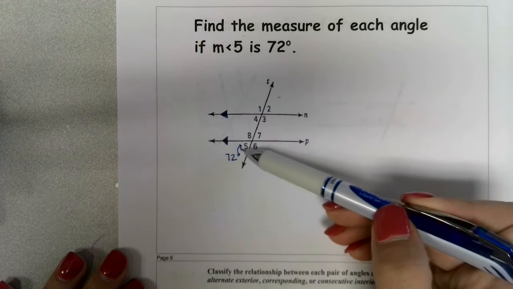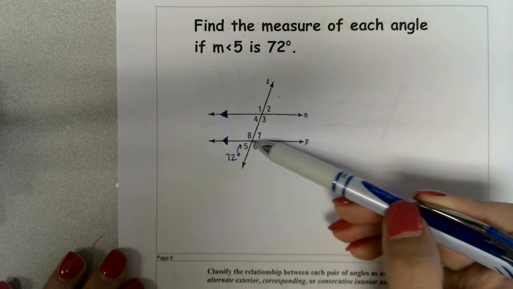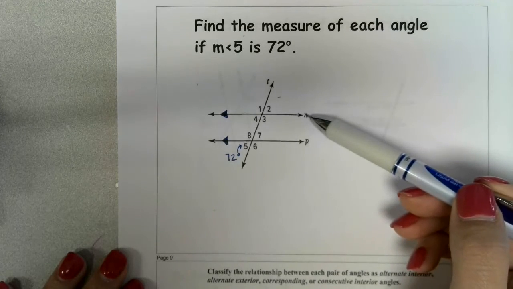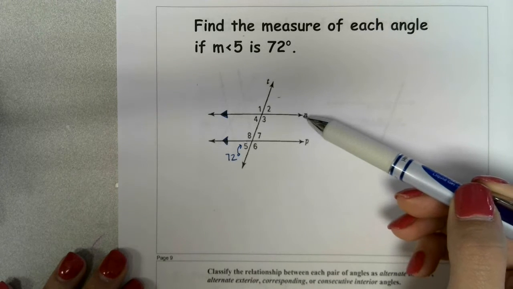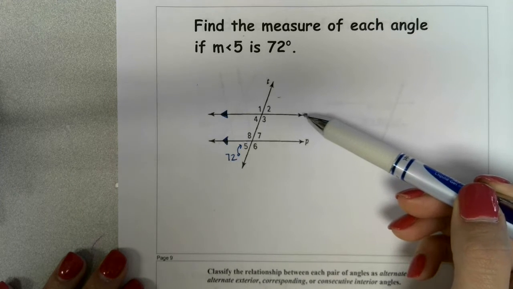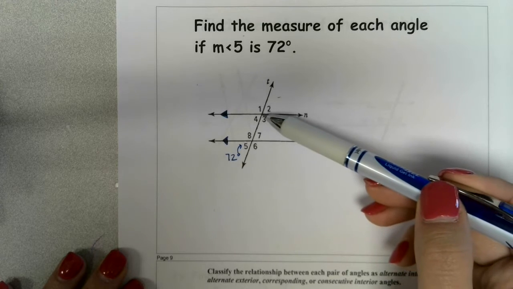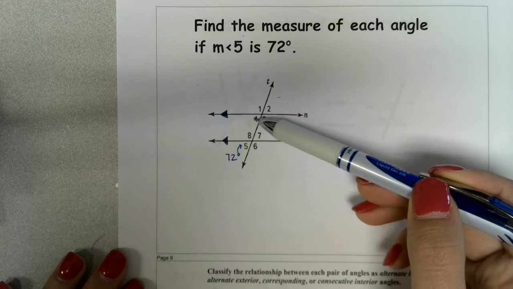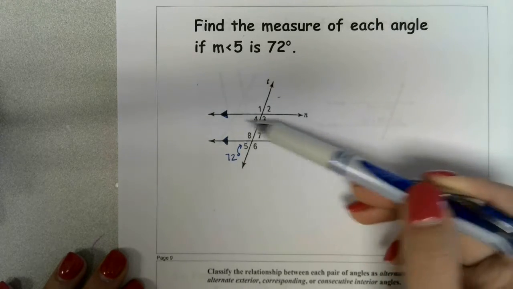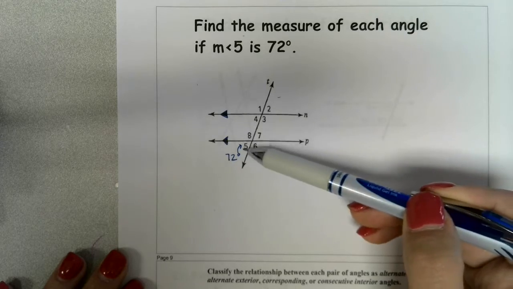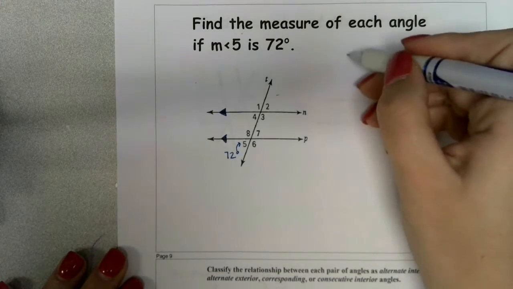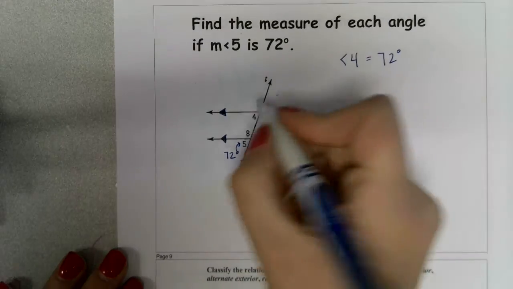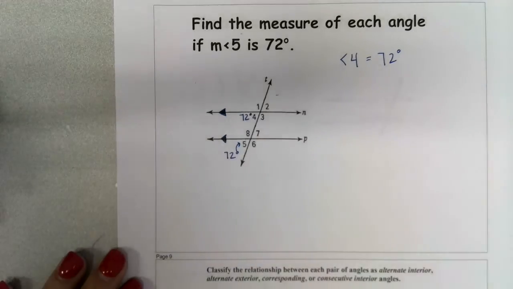All right, so again, if I'm looking at angle 5, it is below this line P to the left, okay? If I look up here at line N and I want to find the corresponding angle, it would be in the same position as angle 5. So I'm going to look at this line below to the left. Angle 4 is right there. Because I have corresponding angles and parallel lines, those angles are going to be congruent. So angle 4 is going to be 72 degrees as well. Okay, so I can put 72 degrees in here.